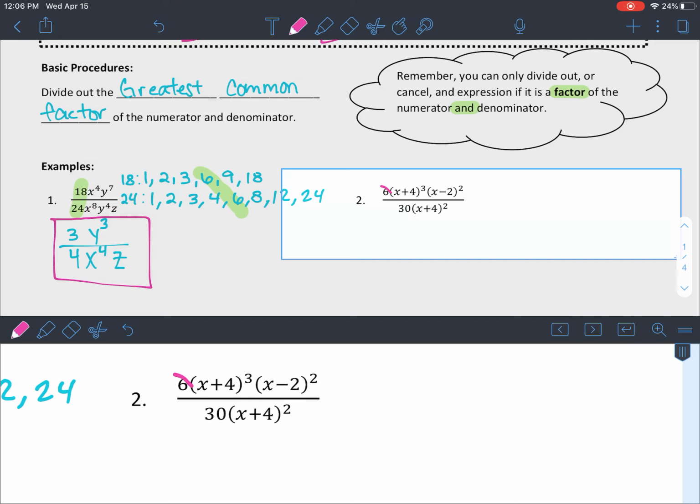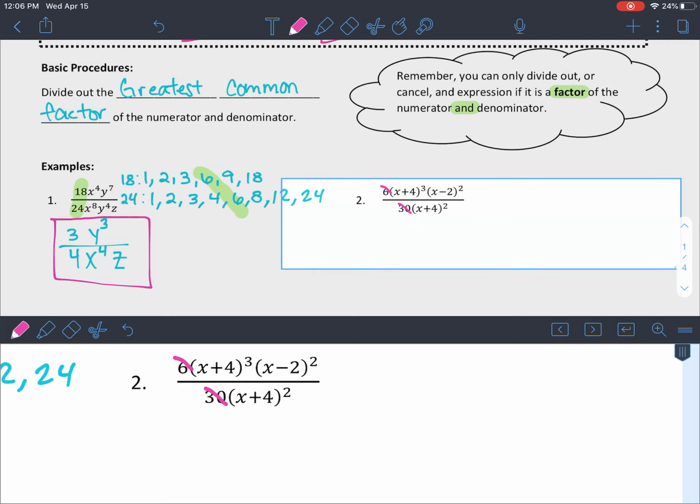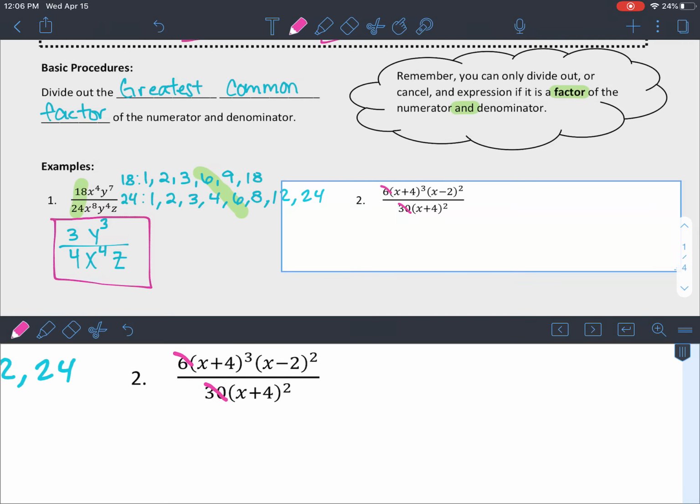So if I think about this part, I can cancel some things out here. On the top, I'm not going to have any more 6's, and on the bottom, I'm going to have 5, because 5 times 6 gives me 30. So if I take a 6 out of both of them, I'm just left with that 5. And then I'm going to look at these guys where I have this (x plus 4) cubed, (x minus 2) squared, and (x plus 4) squared.